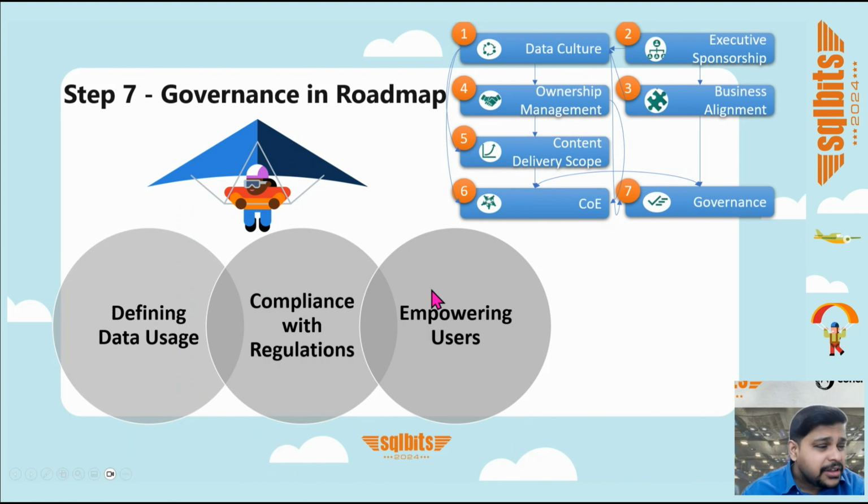The third one is empowering the users. Governance does not mean that you cannot do this, right? Or governance does not mean you cannot access this, right? You need to give a proper reason. You are empowering users by saying, hey, this is sensitive information as per the organization policy.